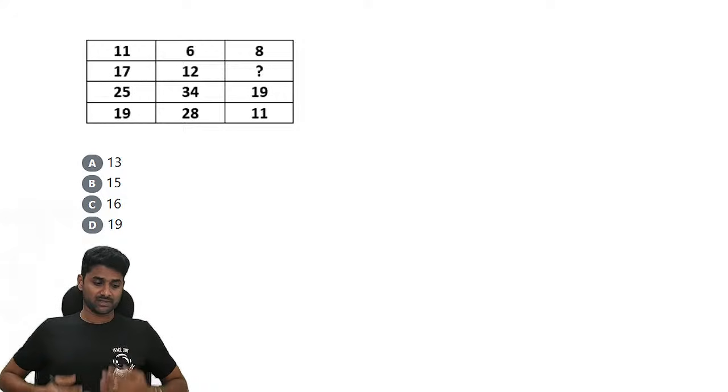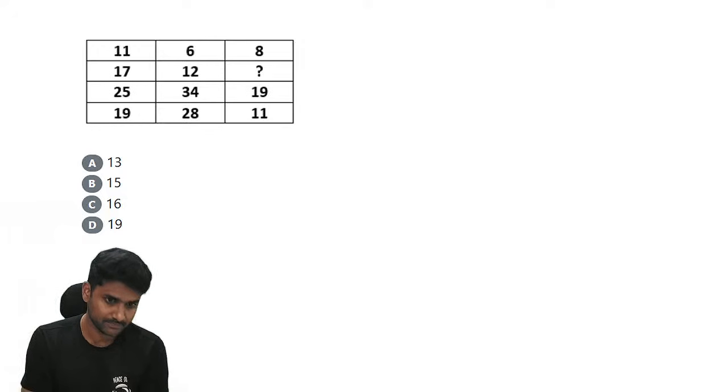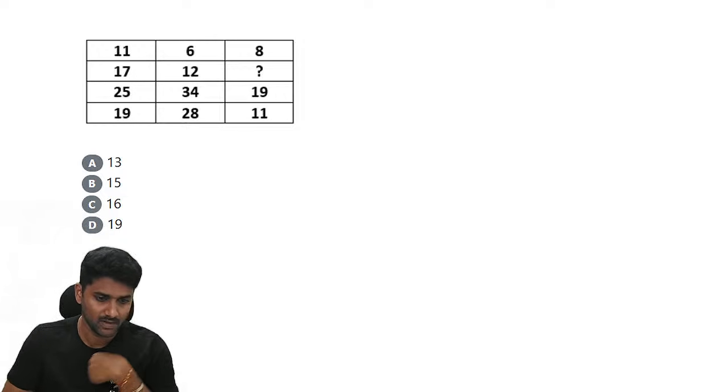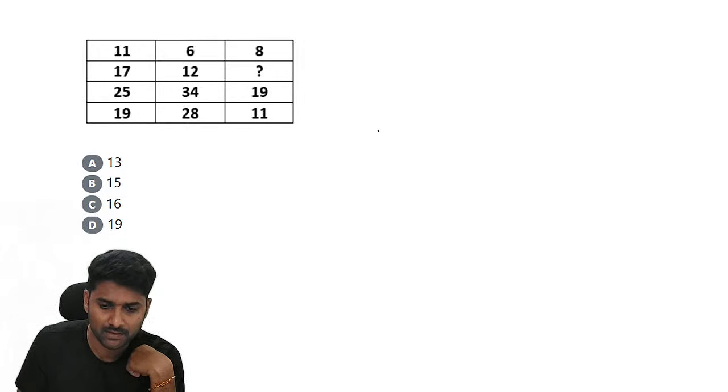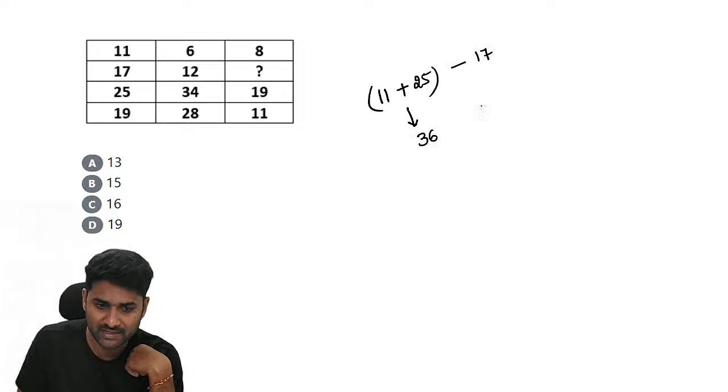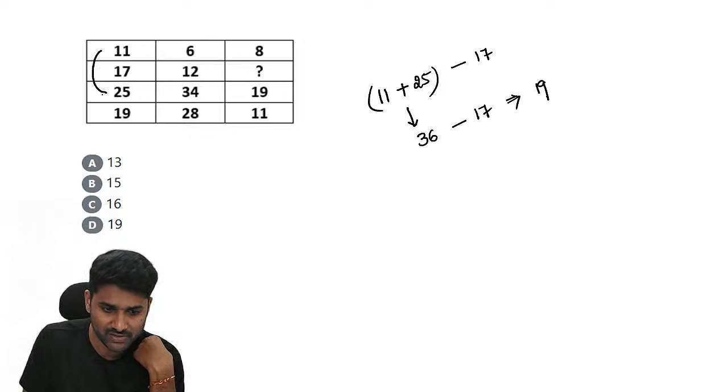So which number should replace the question mark? Here, 11 plus 25. You know the resultant of 11 plus 25 is equal to 36. And if you subtract 17 units, it will give the resultant of 19. The sum of these two and the difference, then the resultant is 19.